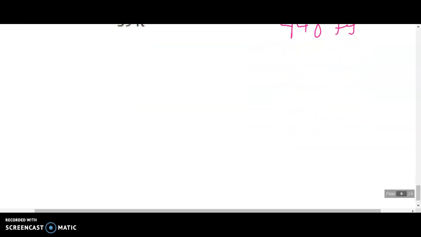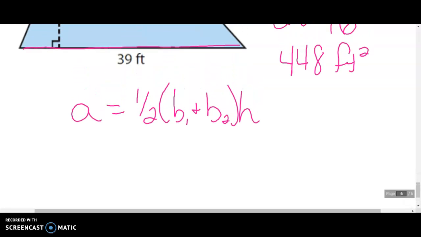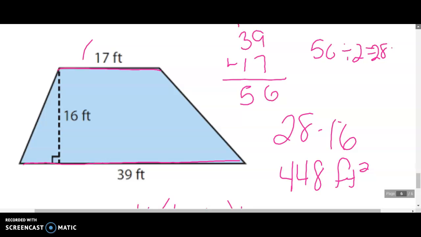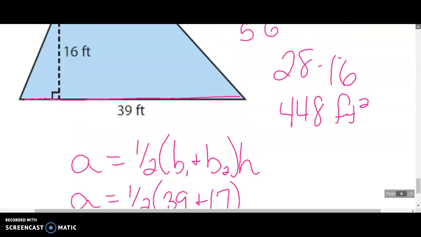Now, again, if we had just plugged it into our formula, we would get the same thing. Okay? So I want to show that to you, obviously. I don't want you to think, oh gosh, I have to memorize this. If you're talking about formulas, you can do the same thing. Area equals half times, we'll call 39 base 1, and then we'll call base 2 17, and it doesn't matter which is base 1 and which is base 2, times the height of 16.